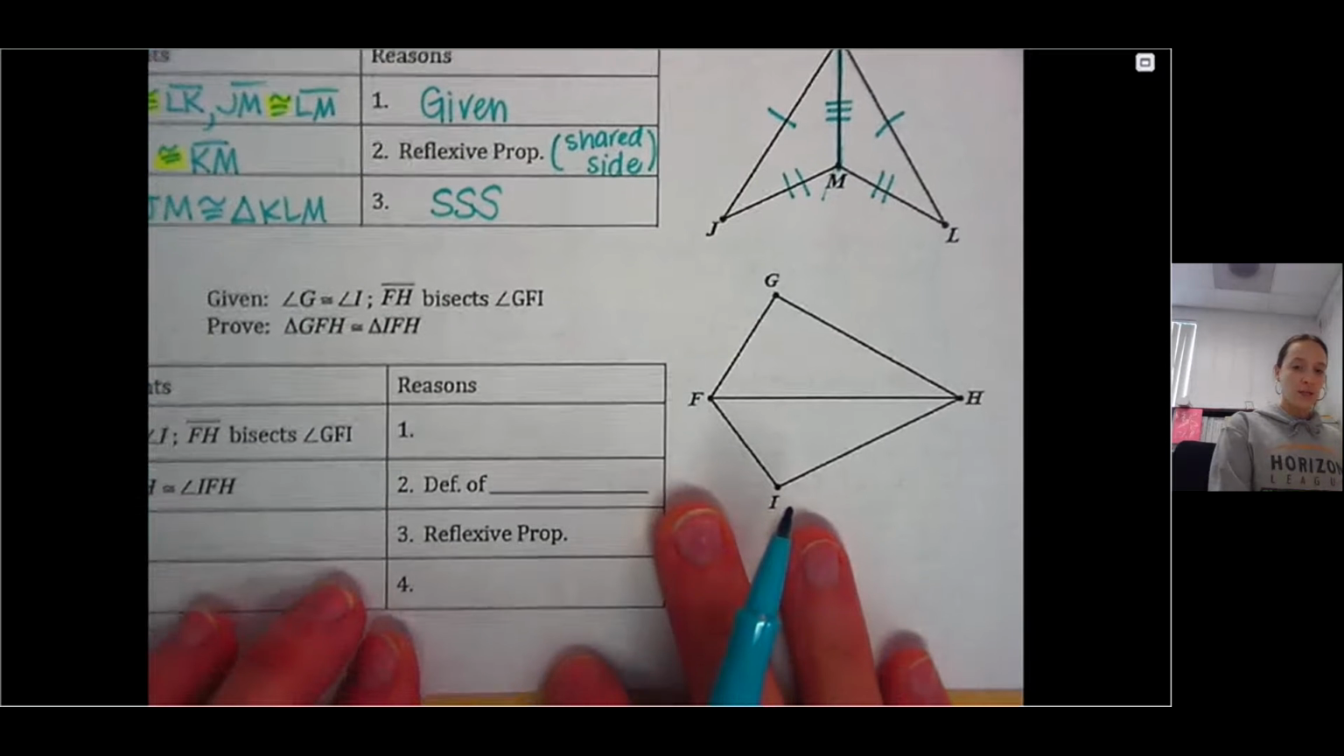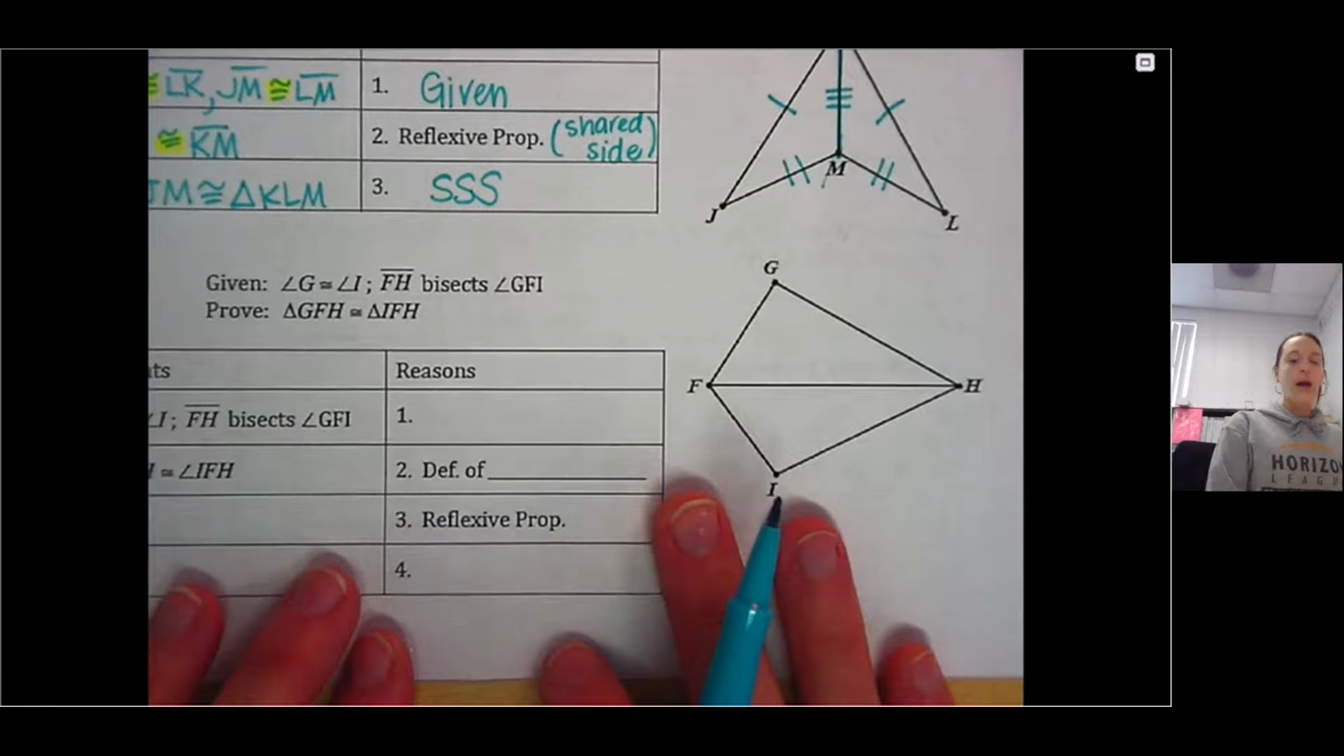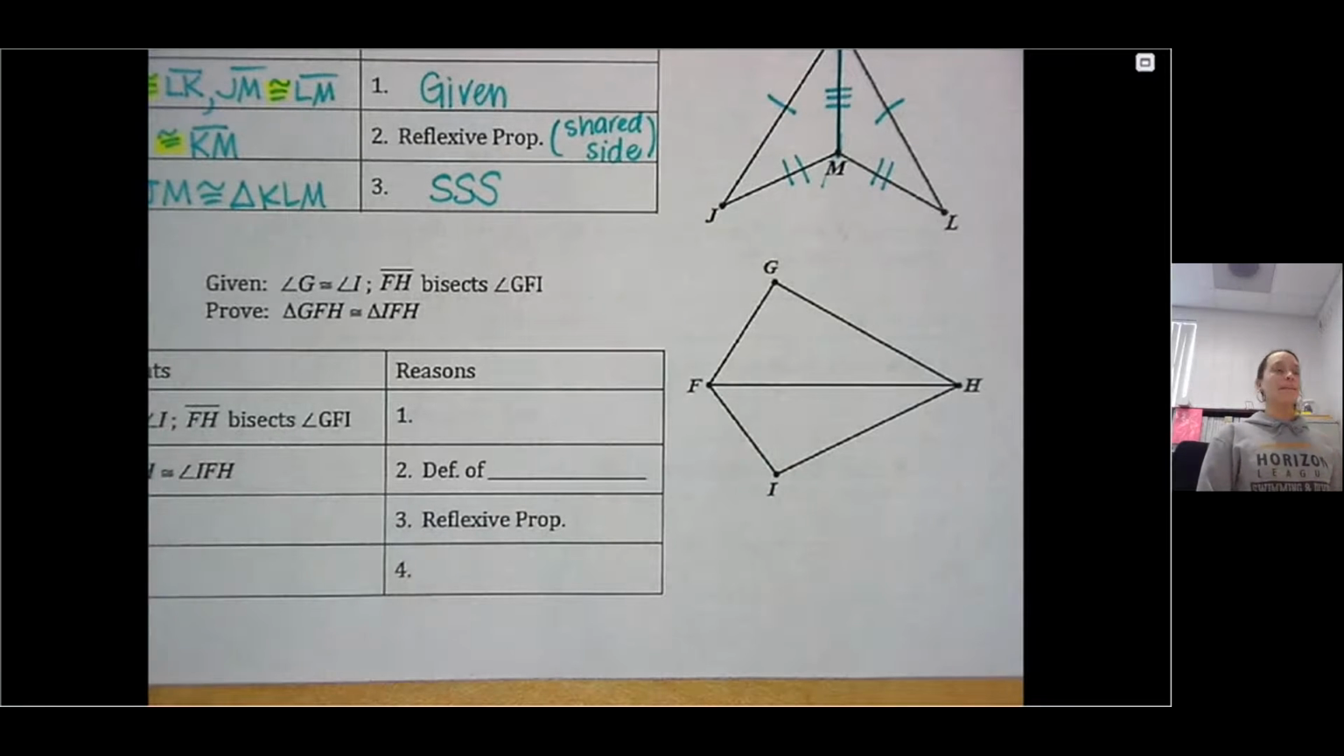Okay. Can you mark up number 3? I believe in you. Mark up number 3. Make that picture happen. I believe in you. Give it a go. Talk to the people at your table. See if you mark it up the same way.